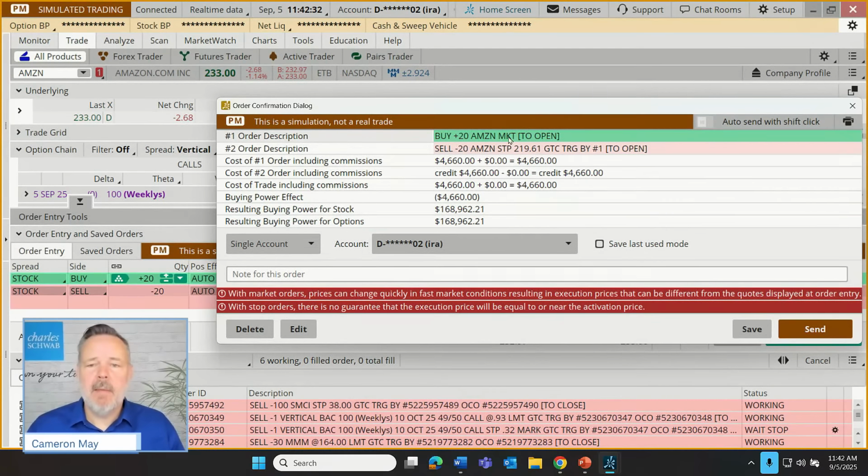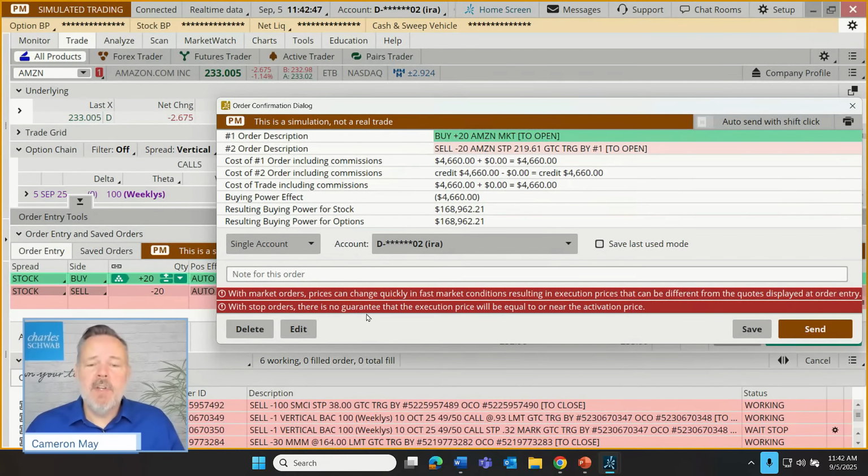Going to buy 20 shares of Amazon at the market. With market orders, prices can change quickly in fast market conditions, resulting in execution prices that can be different from the quotes displayed at order entry. So it's trading right at about 233. We might have to pay more than that. Could be less. We'll see.